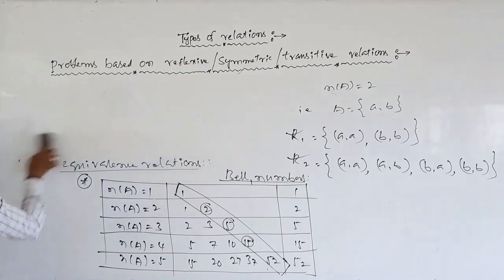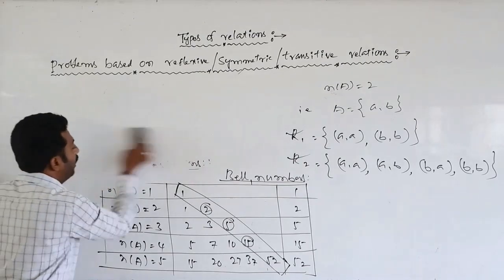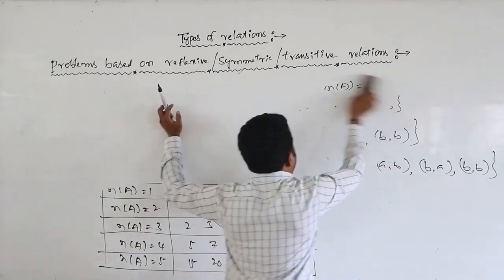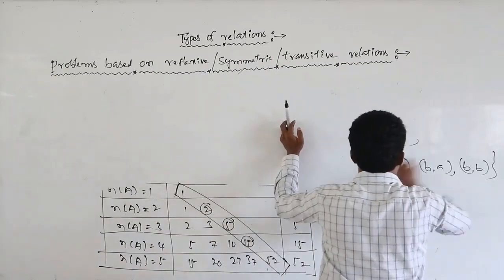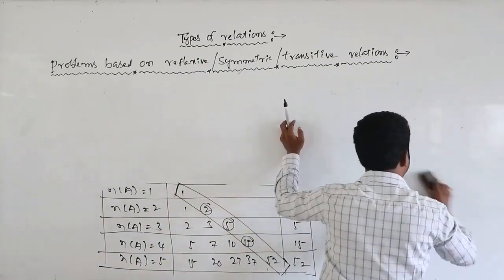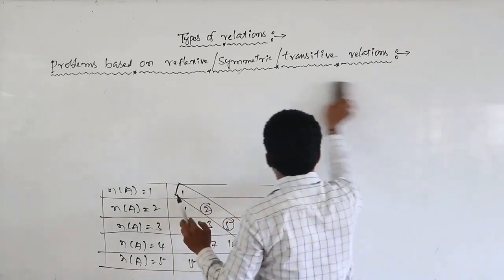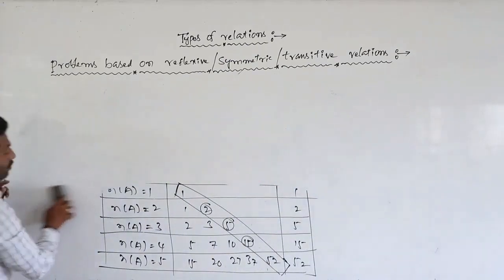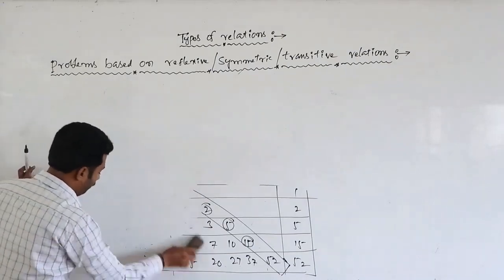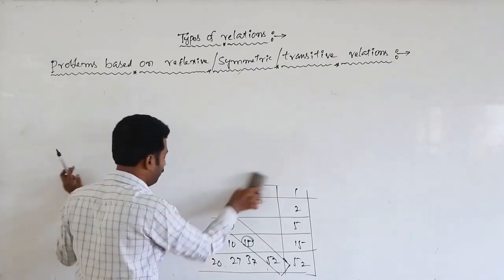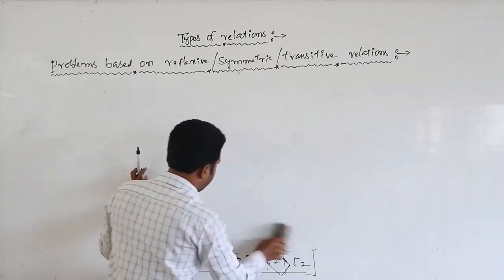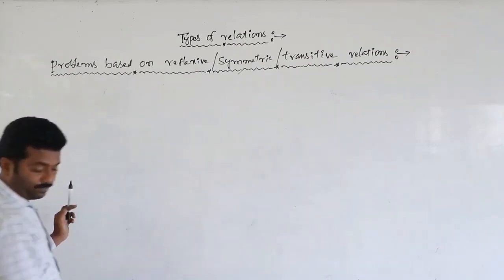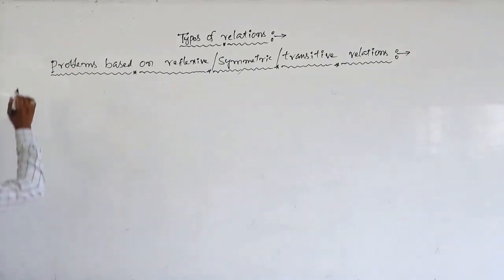Antisymmetric relation. One more type of relation is there, the antisymmetric relation. What is an antisymmetric relation? A relation is antisymmetric.